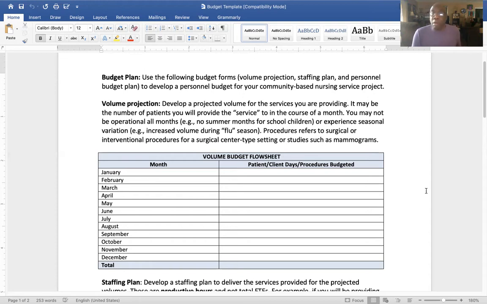If we're running a program that's year round, perhaps you're going to start your program in January, and you would ramp your volume up starting in January. We would expect that your volume would increase as your program gains popularity and momentum, so you could increase your volume steadily throughout the months.